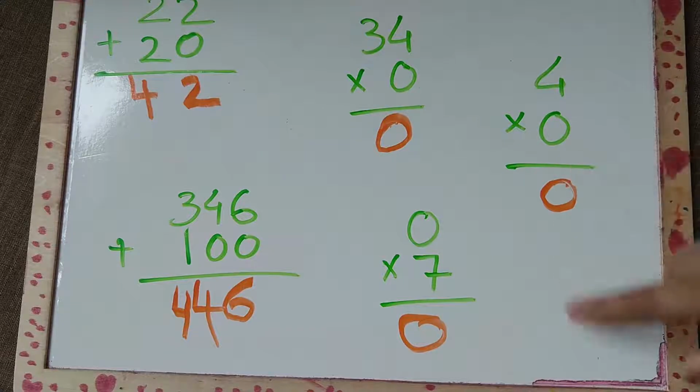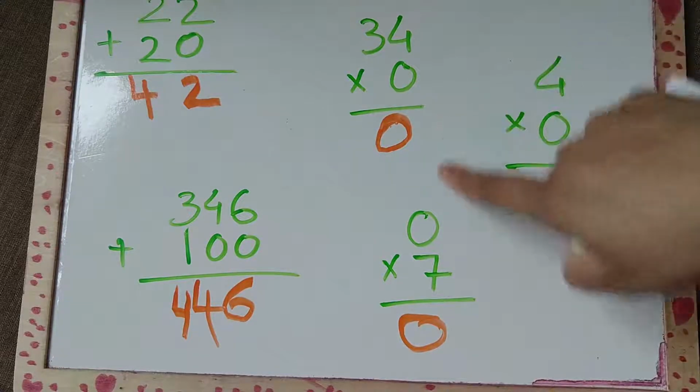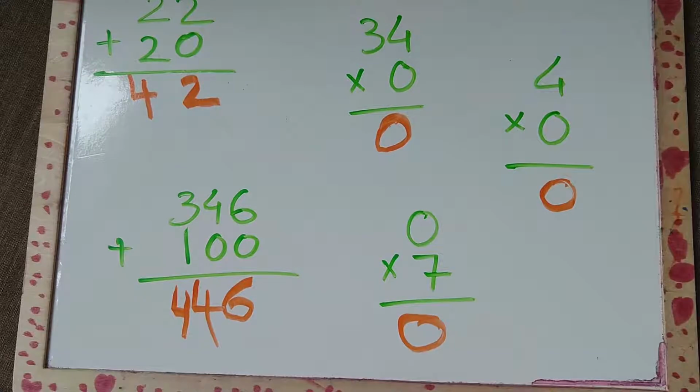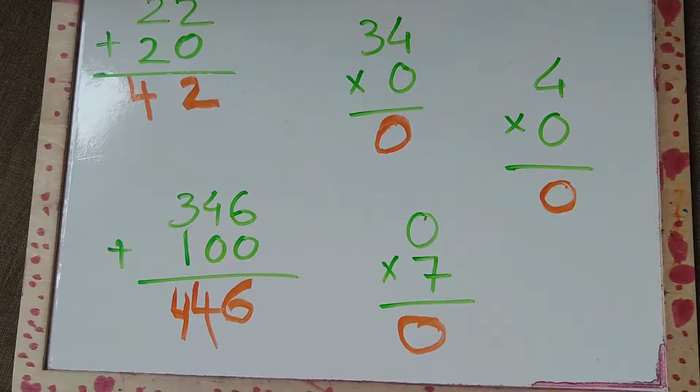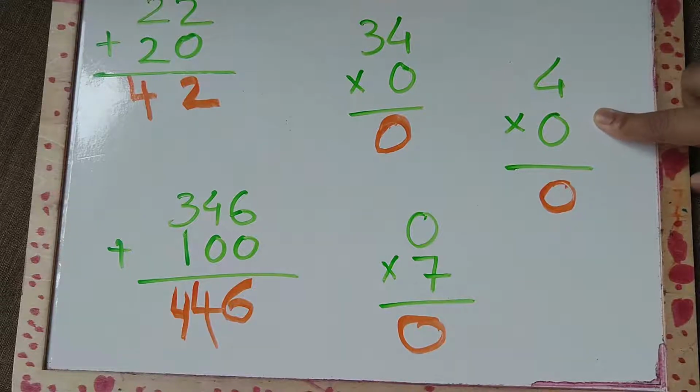Why is this all 0? Can you explain why this is 0, this is 0, this is 0? Because it has zeros and a number. So that's why it's 0. Okay, explain with an example. You make a sentence. There is a zero and there's a number, and so that's why it's 0.